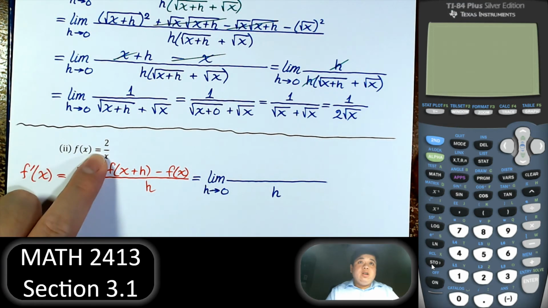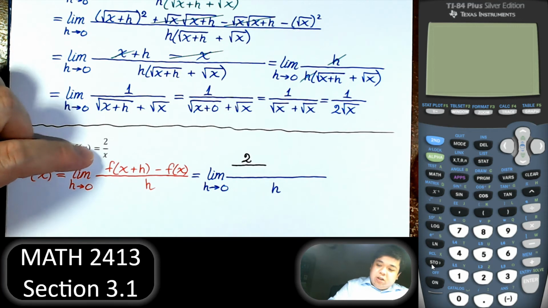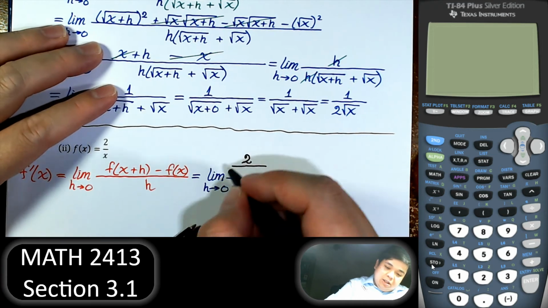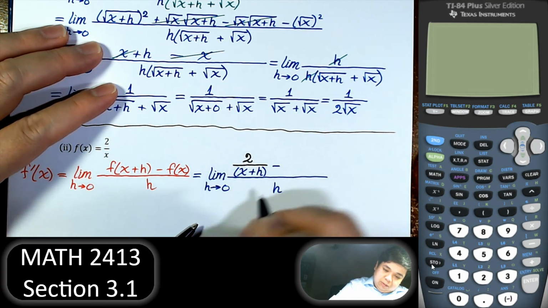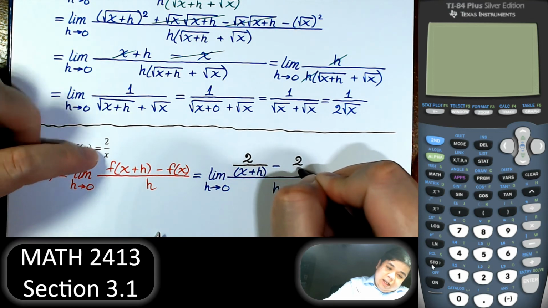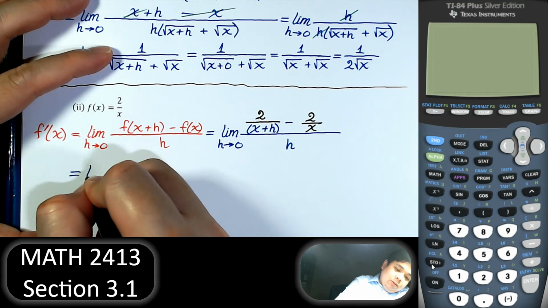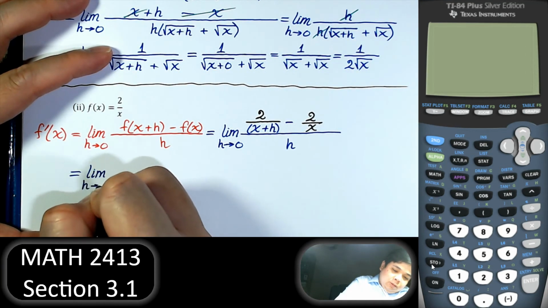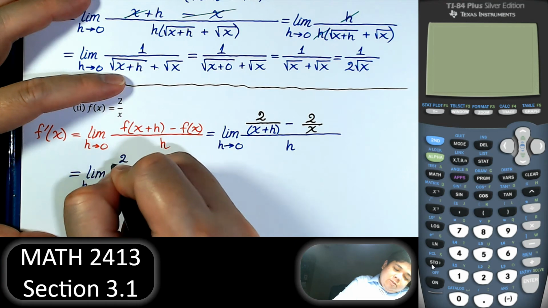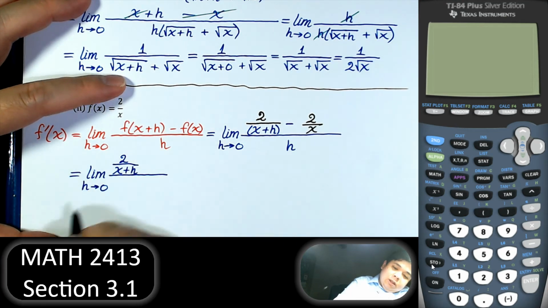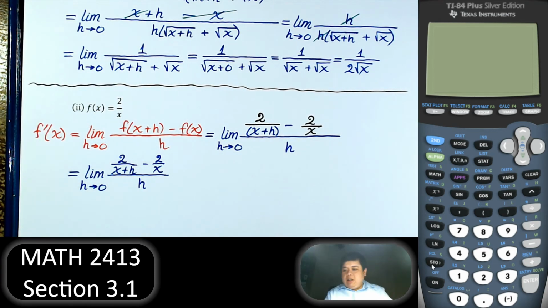First, the function is 2 over x, 2 over something. So the first thing is I'm going to put x plus h into x. And then the other one is f of x, which will be just 2 over x. So we have 2 over x plus h minus 2 over x, all over h. So how do we simplify this?